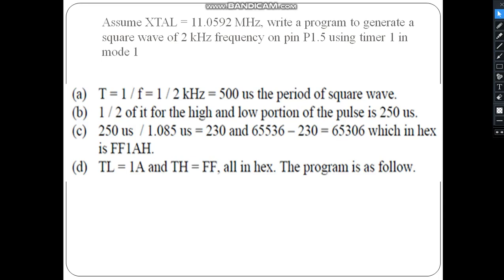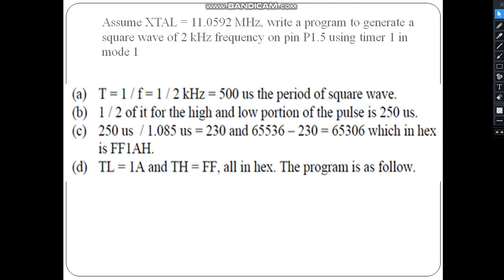In the last class, mode 1 operation of timer was explained. Let us go through a few example programs. Given that the crystal oscillator frequency is 11.0592 MHz, a program has to be written to generate a square wave of 2 kHz frequency on port 1 pin 5 using timer 1 in mode 1.